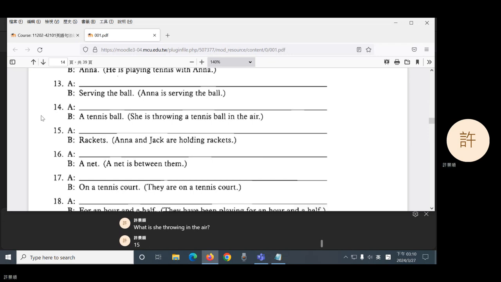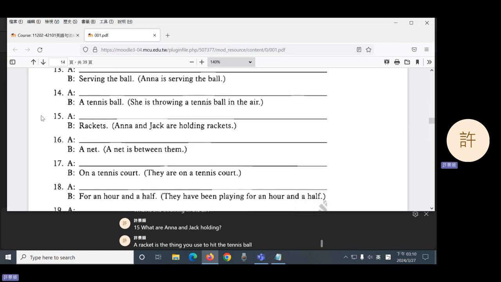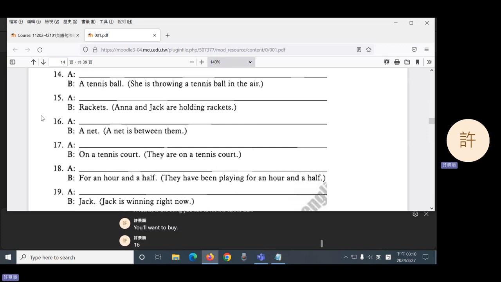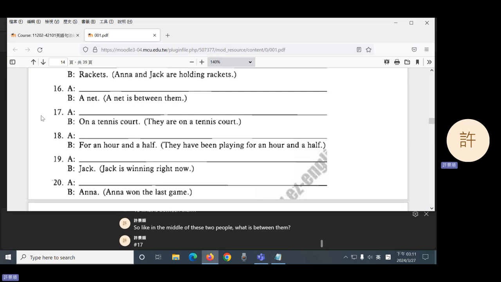Fifteen. What are Anna and Jack holding? A racket is the thing you use to hit the tennis ball. Sixteen. What is between them? So like in the middle of these two people, what is between them? Number 17, where are they? Eighteen, asking a duration of time. So it's how long have they been playing? Nineteen. Who is winning right now?